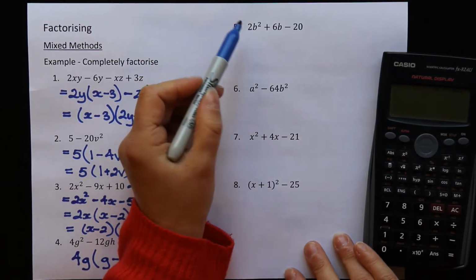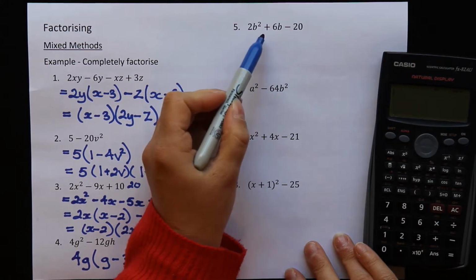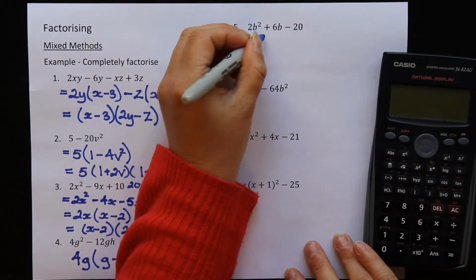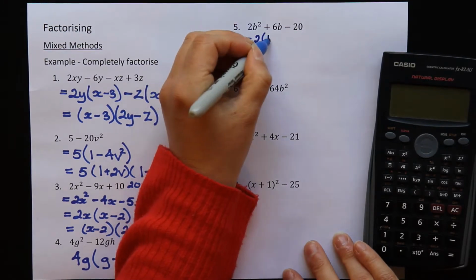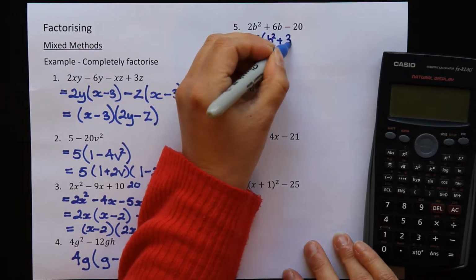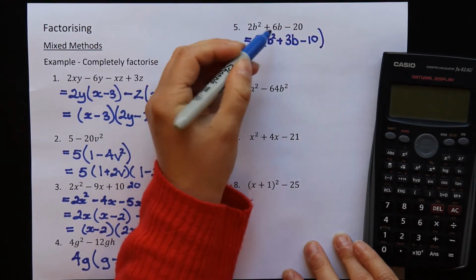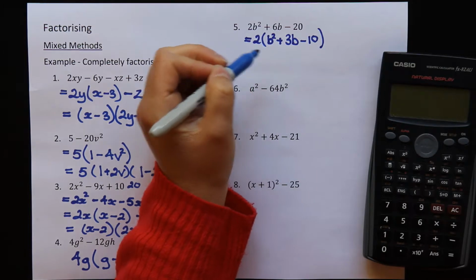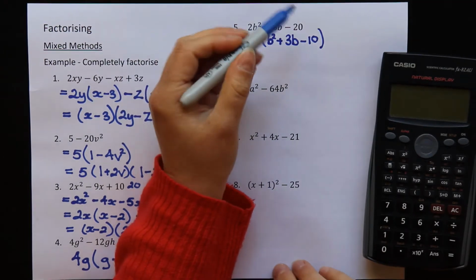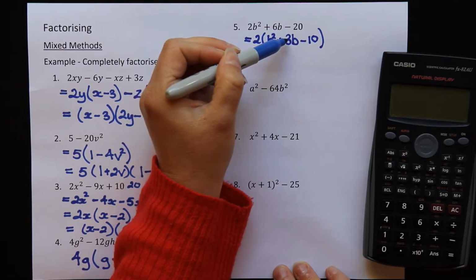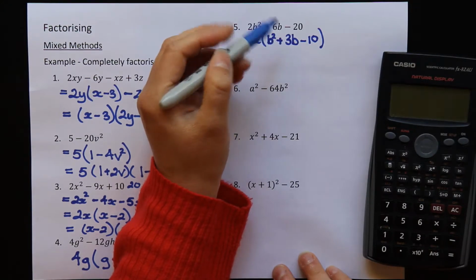Question 5. Okay, 3 terms. It's a trinomial. I do have a common factor here though. So let's do that first. 2b squared plus 3b minus 10. And by taking that 2 out the front, I have an easier trinomial here to factorize. So I'm looking for two numbers that multiply to give a negative 10 and add to give a 3. That would be a positive 5 and a negative 2.